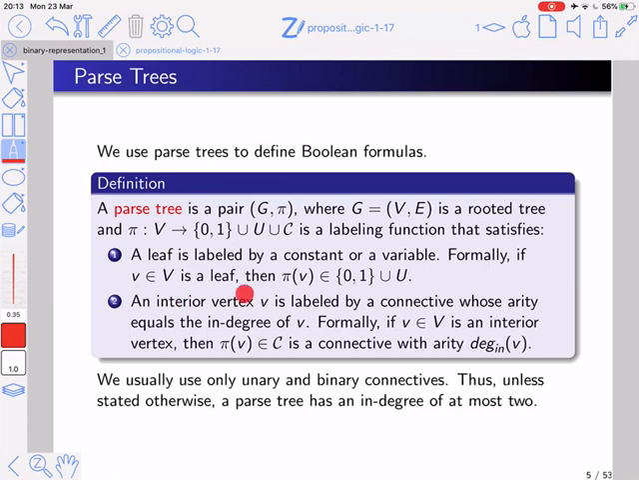An interior vertex, this is a vertex that is not a leaf, has to be labeled by a connective. Now, the connective that is labeled must have an arity that equals the indegree of V. So if V is an interior vertex and the label of V is pi of V with some arity, the arity must equal the indegree of the vertex. In this course, we will usually use only unary and binary connectives. So unless we state otherwise, the parse tree has an indegree of at most 2.